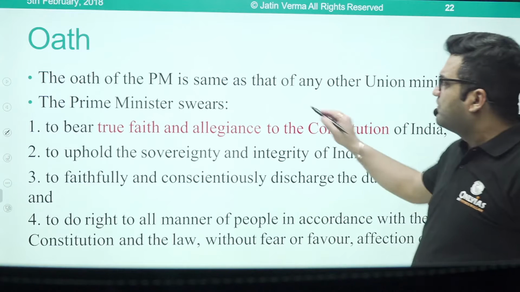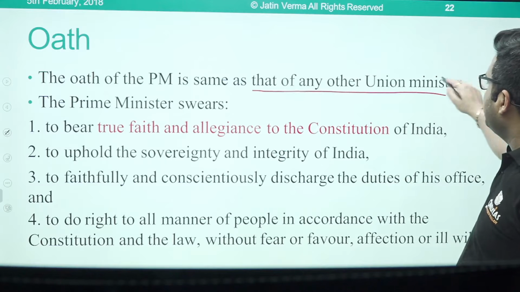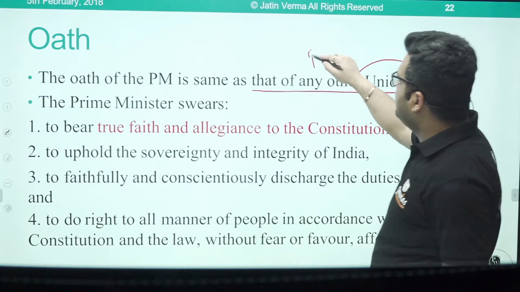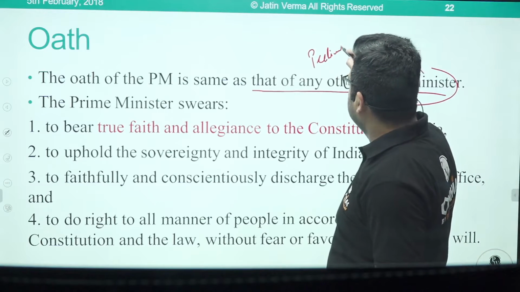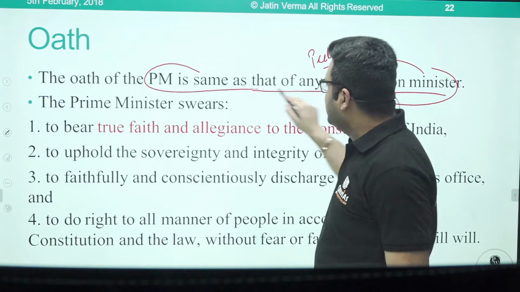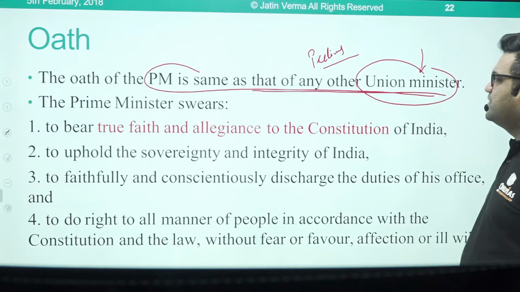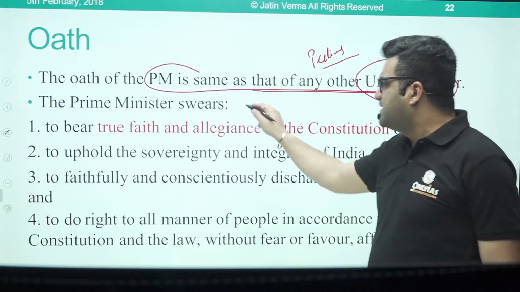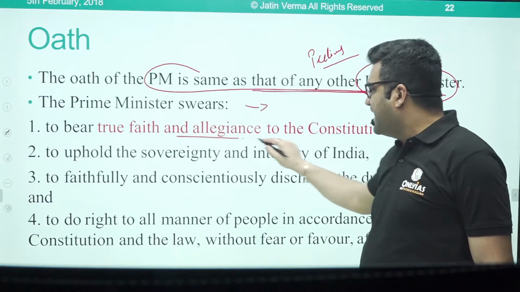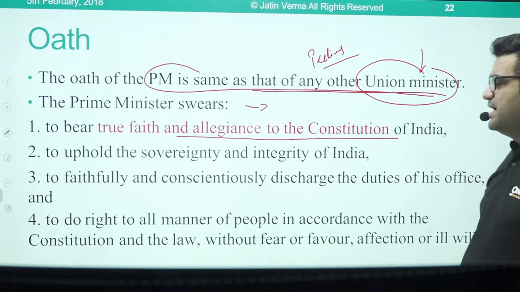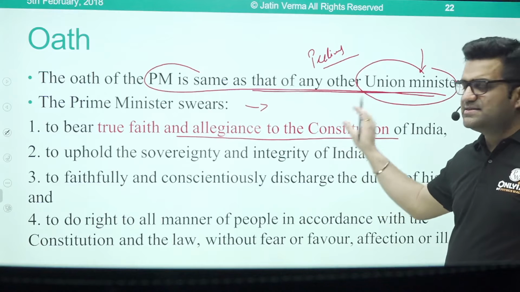Now, the oath of the Prime Minister is the same as that of any other Union Minister. So this can be a matter of interest in prelims. The oath of the Prime Minister is the same as that of any other Union Minister. The Prime Minister swears to bear true faith and allegiance to the Constitution. Same as the case with the Vice President's oath.